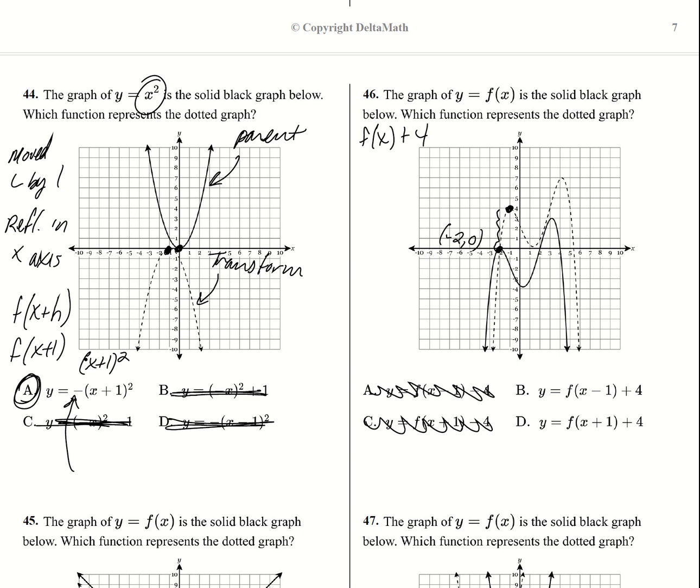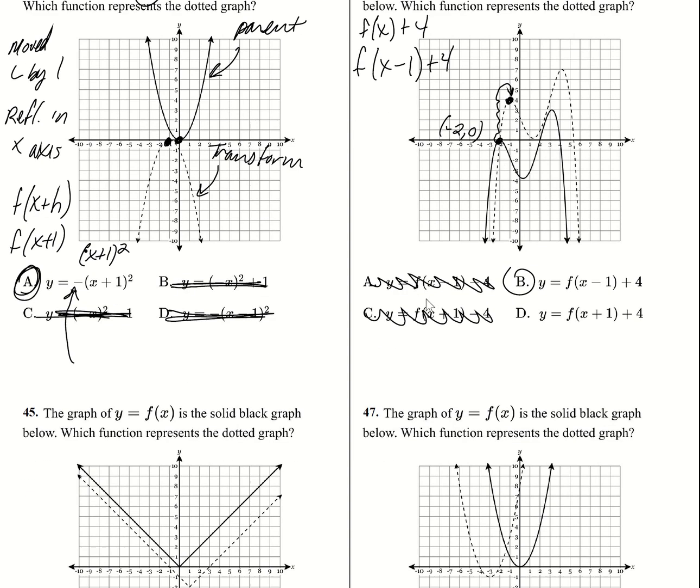So now I have 2 to choose from. And so what you'll notice is that I'm moving to the right by 1. To move to the right by 1, I have to do f of x minus 1. So the final answer should be f of x minus 1 plus 4, which is b. So that's how you do those. You can kind of reason through them.